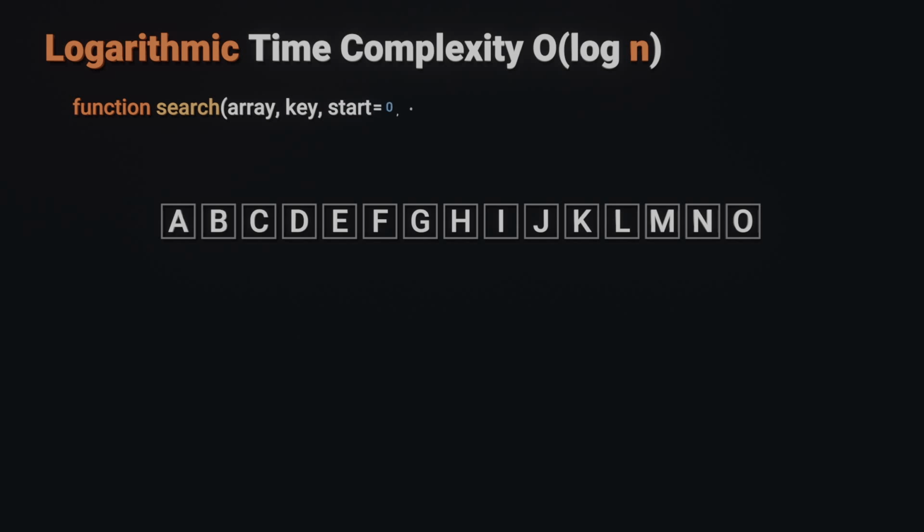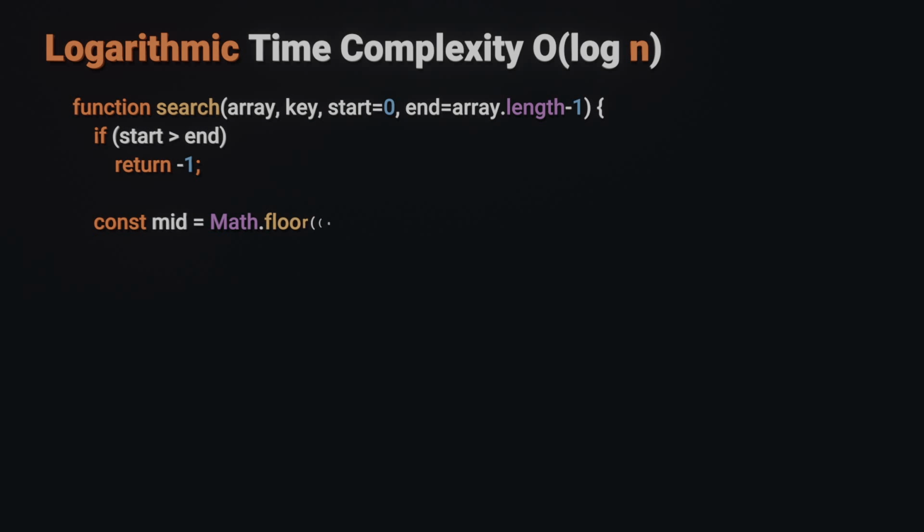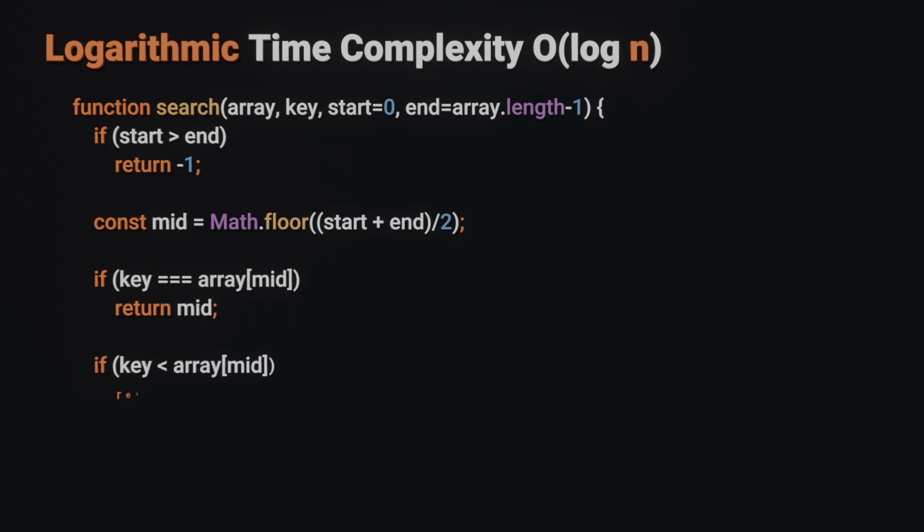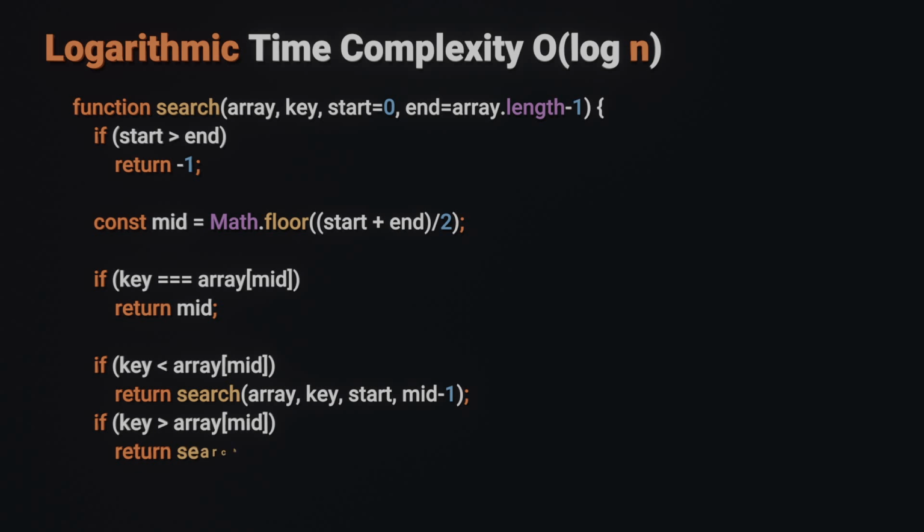The code for binary search is beyond the scope of this video, so I won't be going over it in detail. The following function will return the index that a value appears in, or -1 if it isn't in the array at all. This is a recursive solution, but you can easily implement it iteratively.